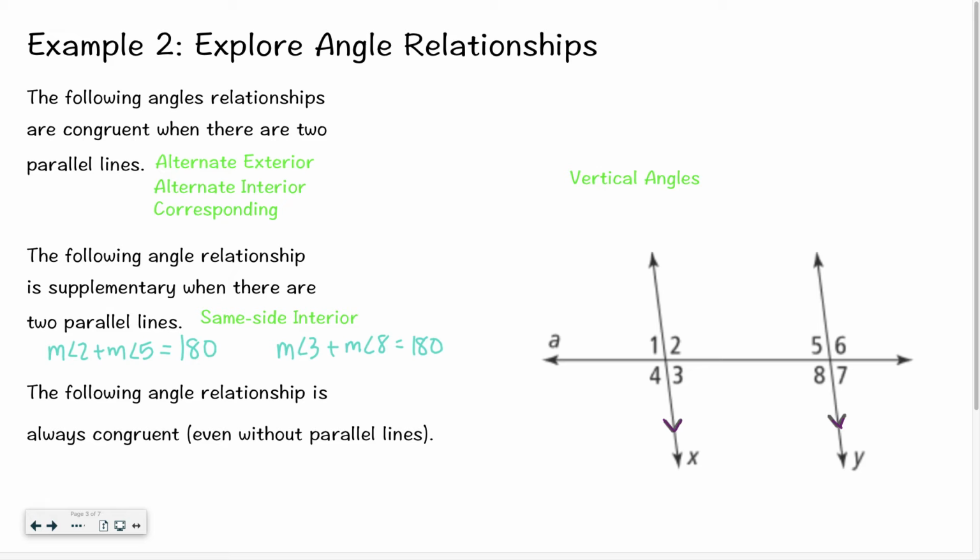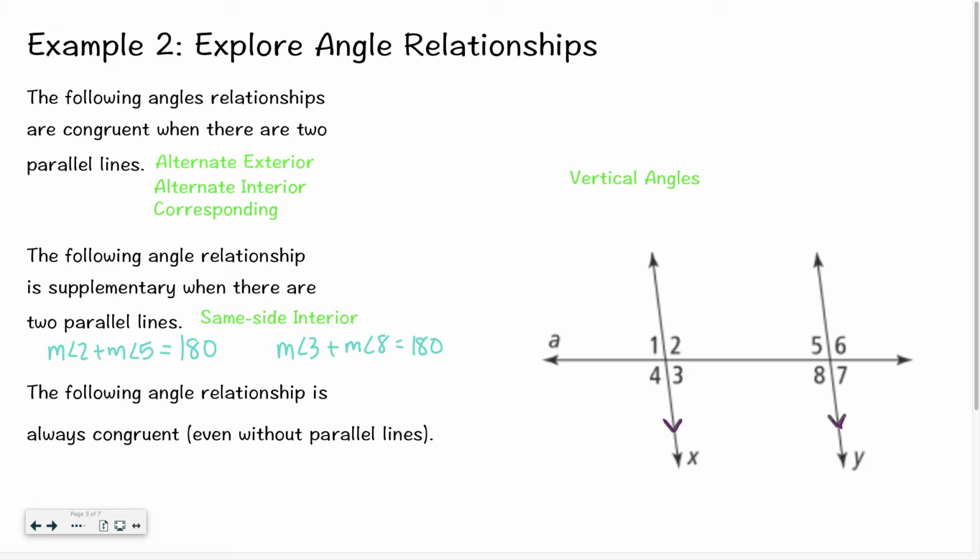Sometimes you'll hear me call them consecutive interior. That's what the last book called them, so it's still one of my habits. They mean the same thing. So same side interior or consecutive interior, you can use either one, are always supplementary when you have two parallel lines.